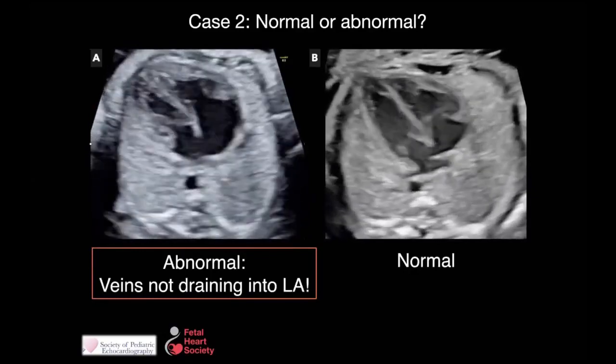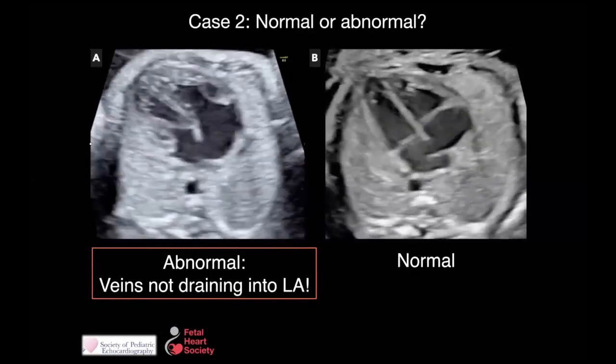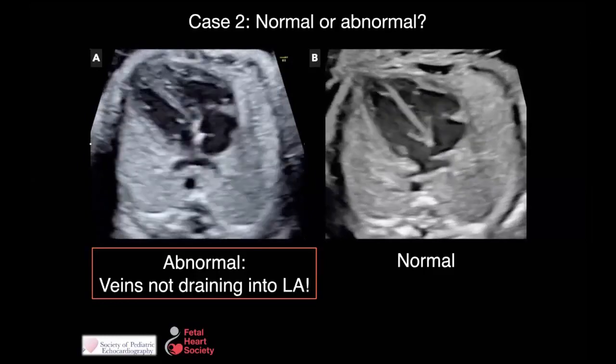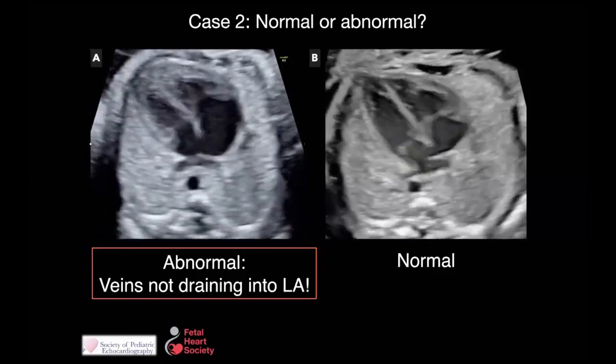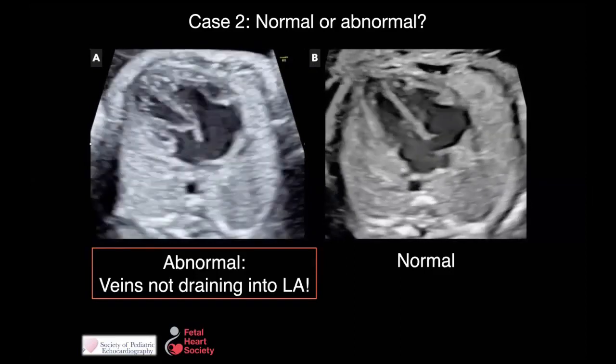So here, as you can clearly see, looking at the pulmonary veins, with the normal pulmonary veins you could actually see them in grayscale inserting into the posterior portion of the left atrium. But if you notice the pulmonary veins in A, they don't seem to be entering, and they almost have an abnormal shape, almost like a twig.